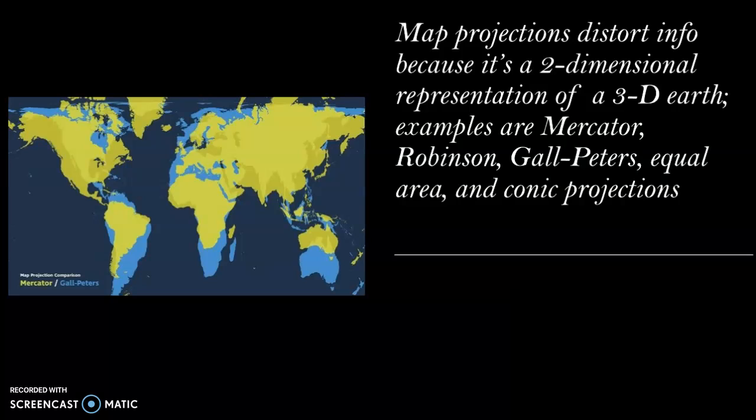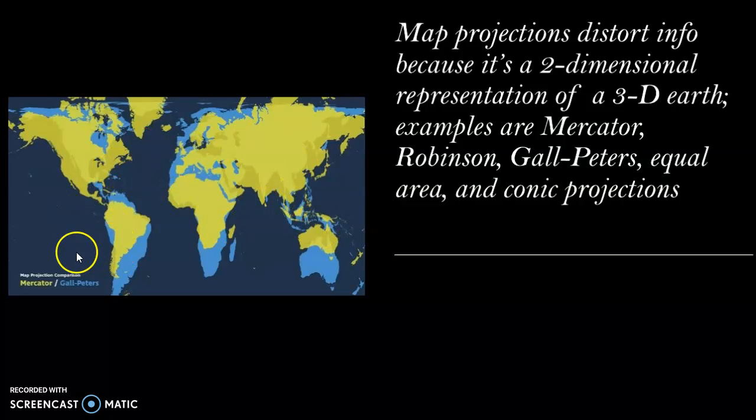We also have map projections. Map projections can distort information because we have a three-dimensional round Earth. So every time we have a paper representation, a two-dimensional representation of the Earth, it is always going to distort information. There are so many map projections. Some examples are Mercator, Robinson, Gall-Peters, Equal Area, and Conic projections.